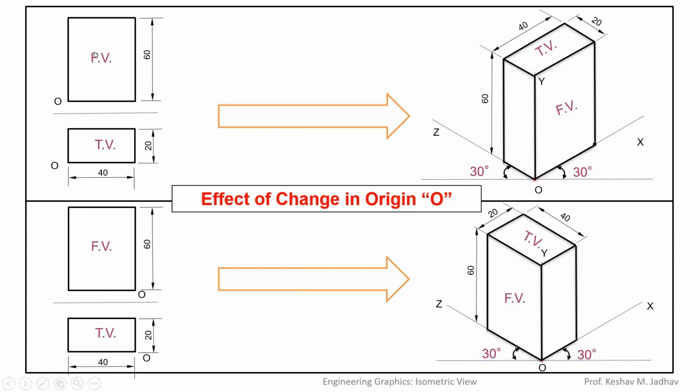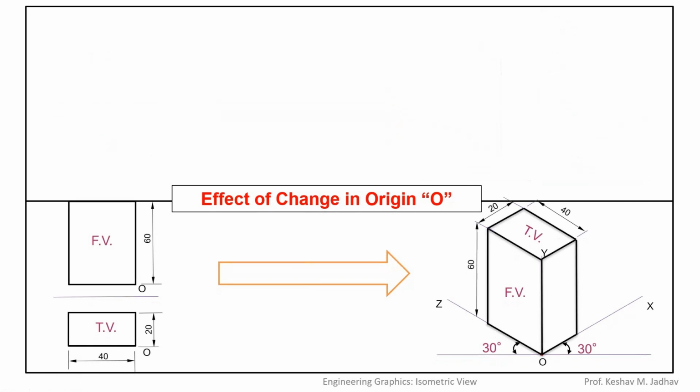Whereas in this case, this front view is on the right side of point O, so this front view will be on the right side of point O, that is on the XY plane. And when the front view is on the left side of point O, then the front view will be in the YZ plane. In both cases, the top view is in the XZ plane. So if the front view is on the right side of point O, then the front view will be in the XY plane, and when the front view is on the left side of point O, then the front view will be in the YZ plane, and the top view will always be in the XZ plane.